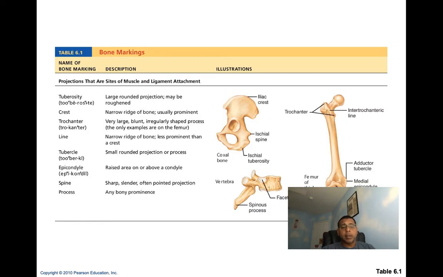Kind of like a generic term, I guess you could say. It's a process. Any bony prominence.